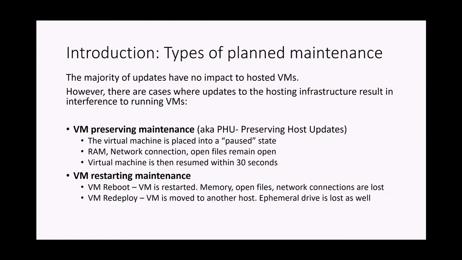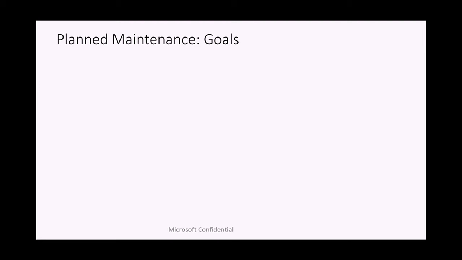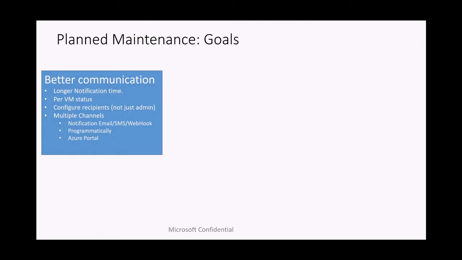The idea is that as we do more and more VM preserving maintenance and less VM restarting maintenance, you get the benefits of whatever functionality we release: better performance, better availability, new capabilities to the Azure platform, without really being impacted. However, for the rare case of VM restarting maintenance, we set the following 3 goals.